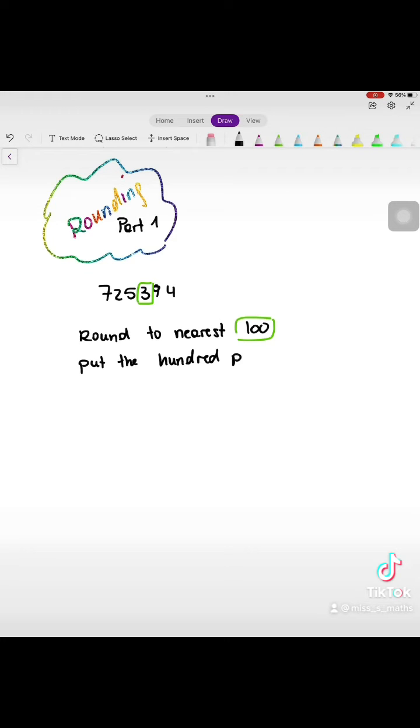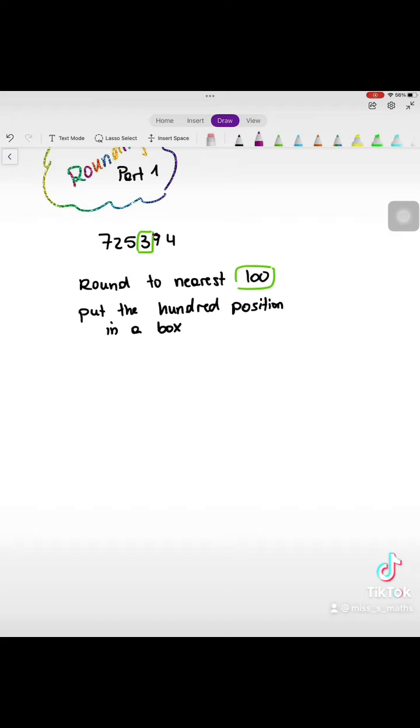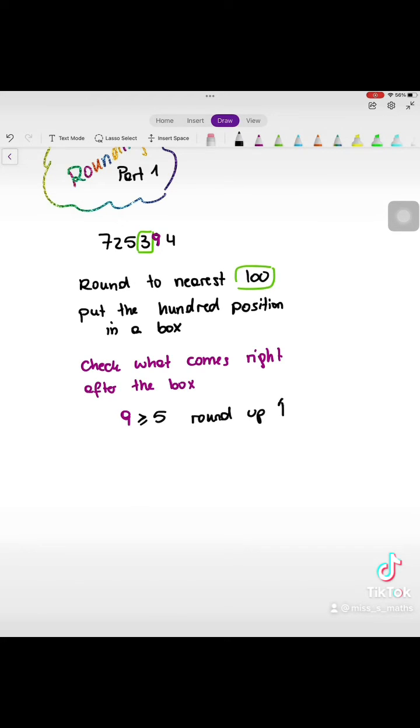This is part 1 on rounding, and in this video I want to show you the basics of rounding and also share a little trick with you that can make your life so much easier. It's a simple thing, but it has a big impact on how you are rounding. So when you're rounding to the nearest 100, for example, you put your 100 position in a box. I know it sounds simple, but trust me, it will help you not make mistakes in the whole rounding process.